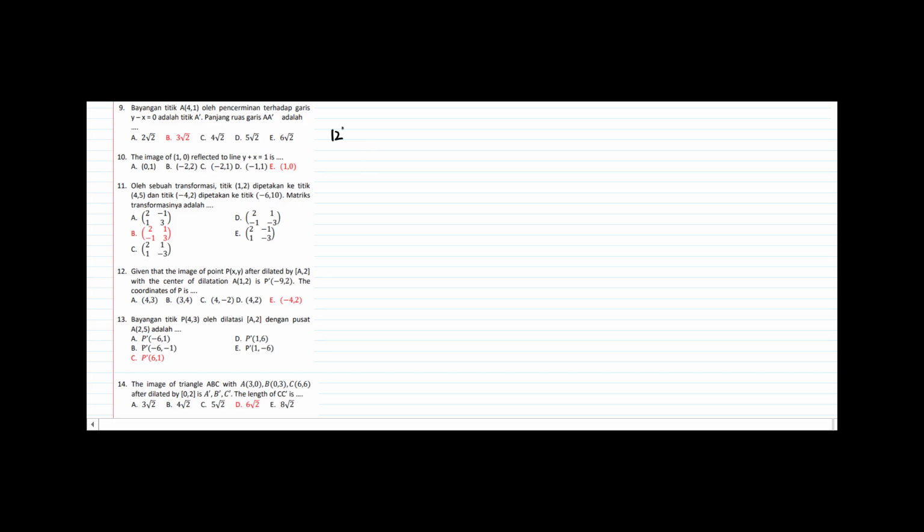Next is number 12. Given the image of P, X, Y dilated by K equals 2, but there is A. A is the center, so the center we don't know. And A is 1, 2. So the center is 1, 2. It will give the result of negative 9, 2.